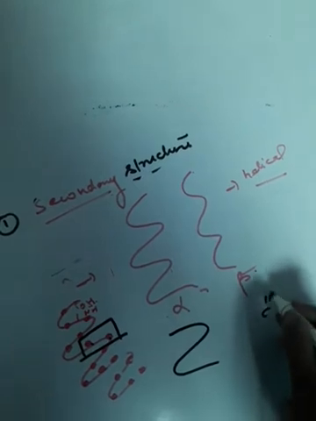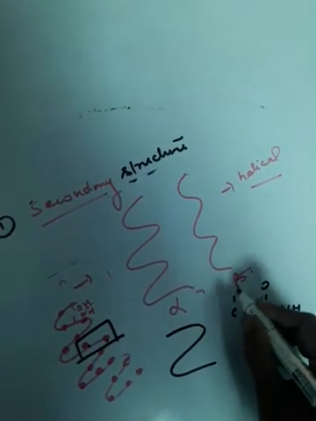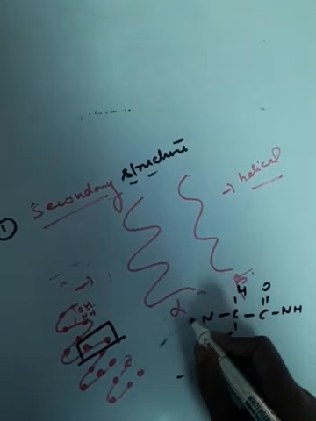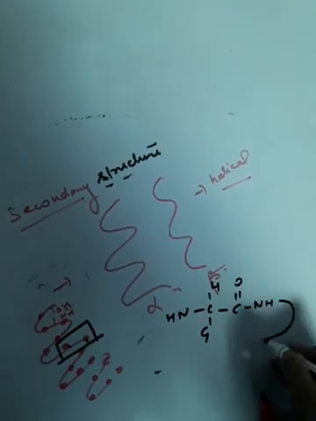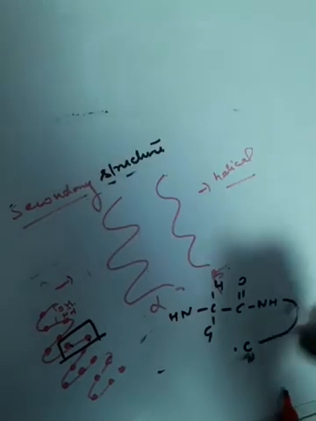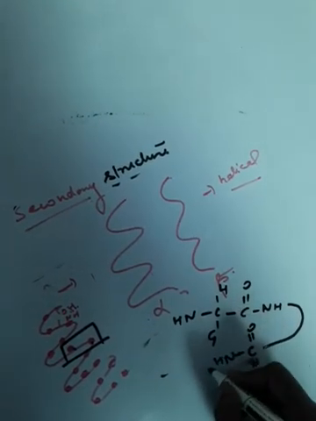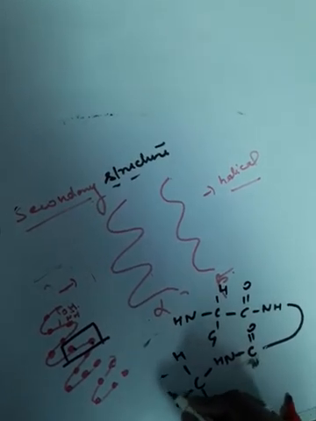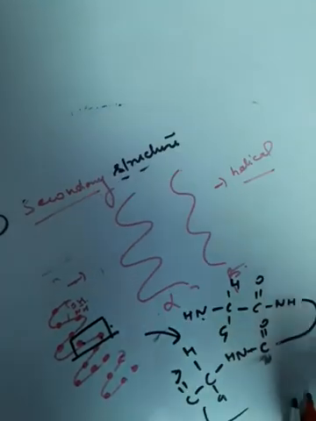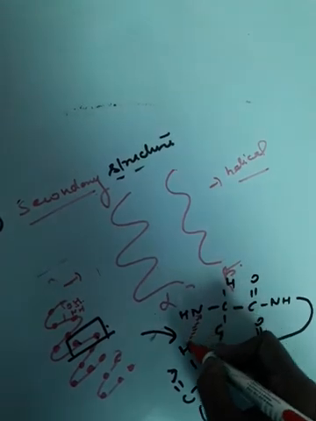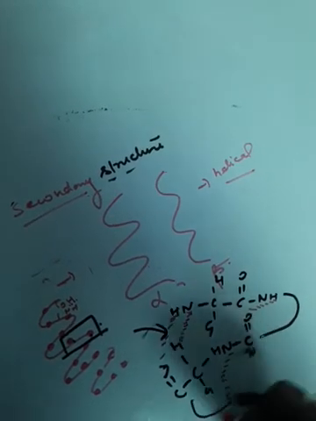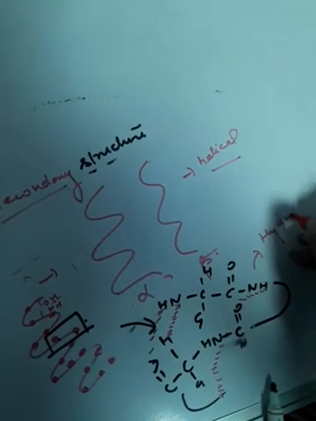I will draw the structure of the amino acid: NH, CH, and the remaining part R, then CO. Then another NH, CH, R, and CO part. Like that, it is helical, and you can see this structure chemically. This type of interaction is called hydrogen bonding: oxygen interacts this way, and nitrogen interacts with another below it.